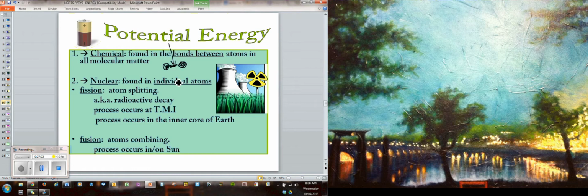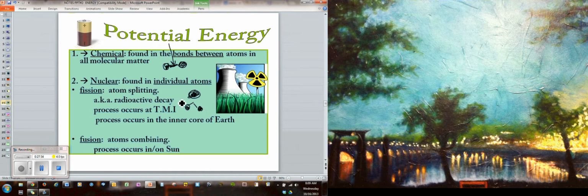Okay, nuclear, found in individual atoms. There are two types of nuclear. Fission, which means atom splitting. You take an individual atom and apply some energy to it, usually in the form of a high-speed neutron, and this will split crazily in half, creating two brand new atoms. These do not have to be the same size. They typically will split highly irregularly.